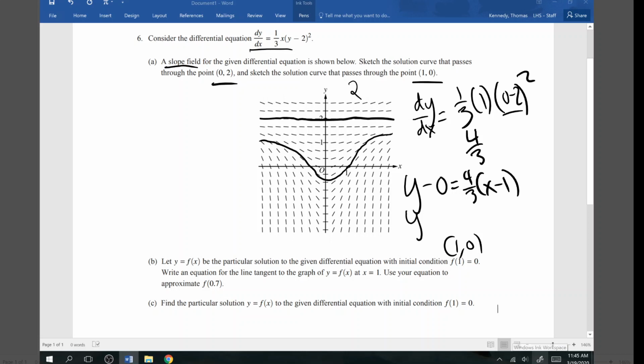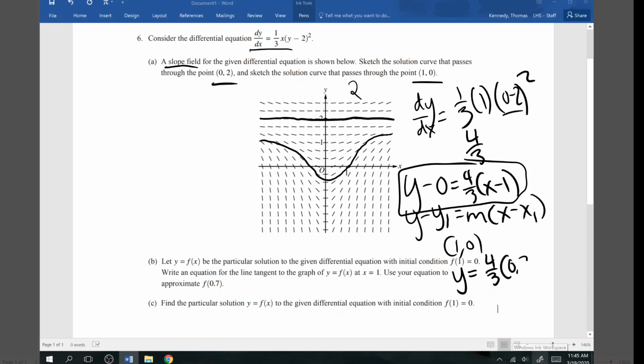If you don't know point slope form, learn it. It's so useful. It just makes every one of these equations like gravy to get to. Boom. First point of B acquired. Now that we have this, we're just going to plug in 0.7, and we get y equals 4/3 times 0.7 minus 1. So y equals negative 0.4, because negative 0.3 divided by 3 is negative 0.1, and times 4 is negative 0.4.